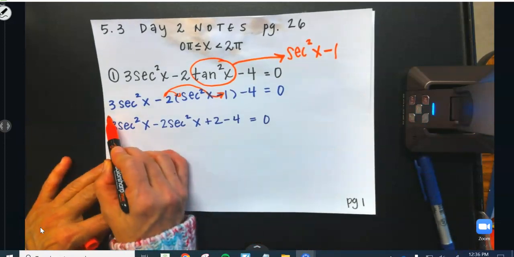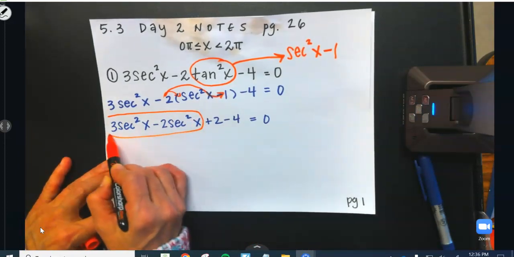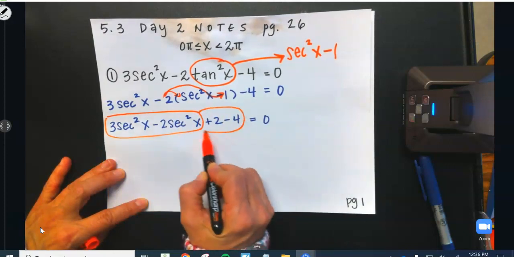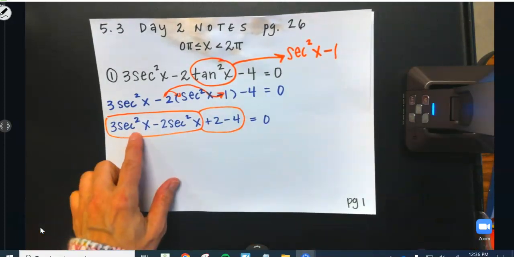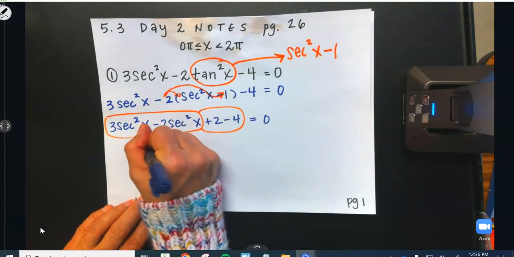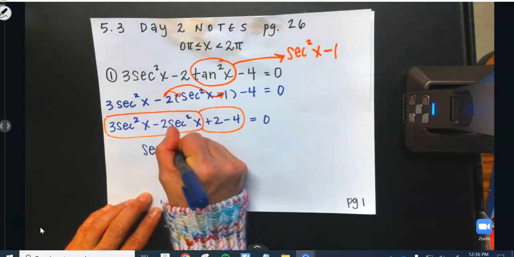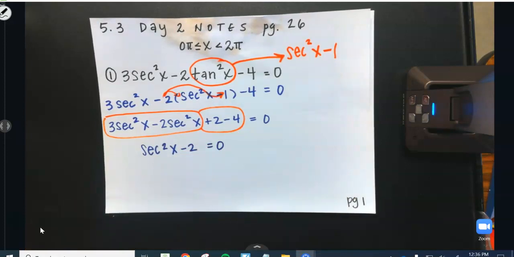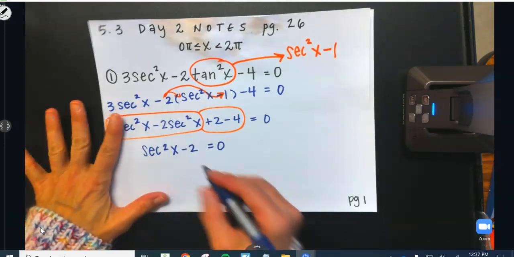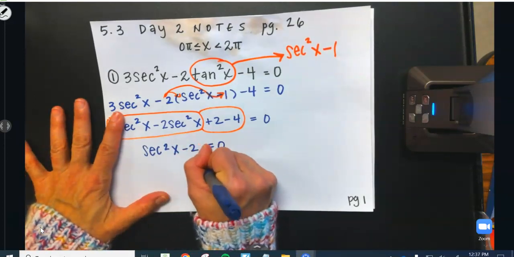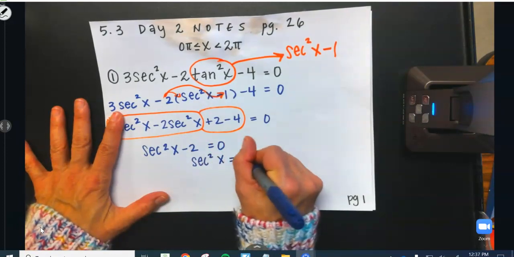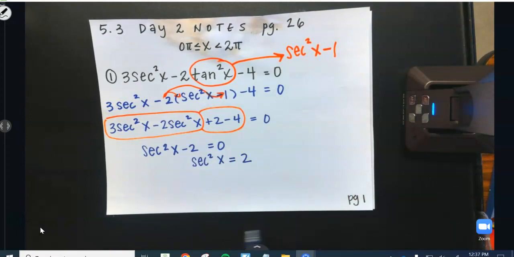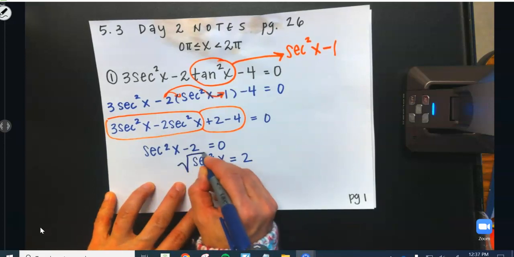And then look, you have 2 groups of like terms that we need to combine. So 3 secant squared x minus 2 secant squared x is just a plain secant squared x. Positive 2 minus 4 is minus 2. All right, let's move the 2 over. Remember, secant squared, so we're going to have to draw a square root symbol. And what else? Plus or minus. Great job. How many answers are we going to have?